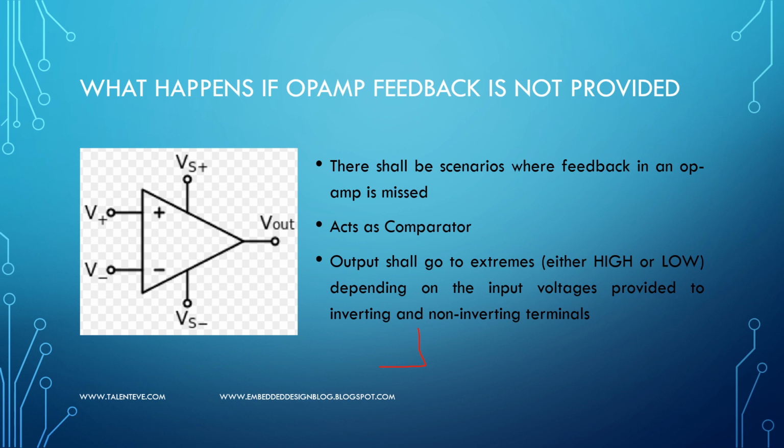As it acts as a comparator, the output goes to a maximum level, which is VCC, or it goes to a zero level. So there will be variation from 0 to VCC based on the inputs provided on the inverting and non-inverting terminals. If the non-inverting terminal has a higher voltage than the inverting terminal, there will be a high output voltage. When the inverting terminal has a higher voltage than the non-inverting terminal, there will be a low voltage. So that's how this comparator works. In the next videos, we'll see the comparator functionality.